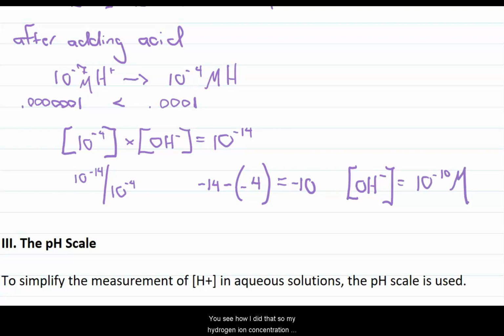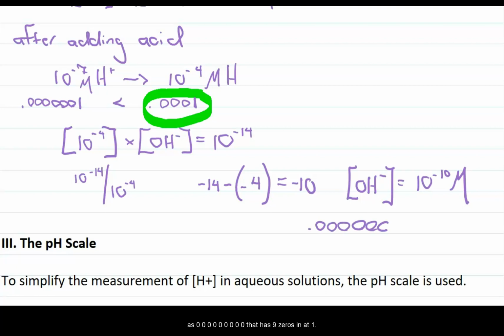So my hydrogen ion concentration increased up here to this number, 0.0001 molar, or 10 to the minus 4 molar, where my hydroxyl ion concentration now has decreased to 10 to the minus 10 molar, which is the same thing as 0.0000000, that's 9 zeros and then 1 molar. So that's a much, much smaller number.